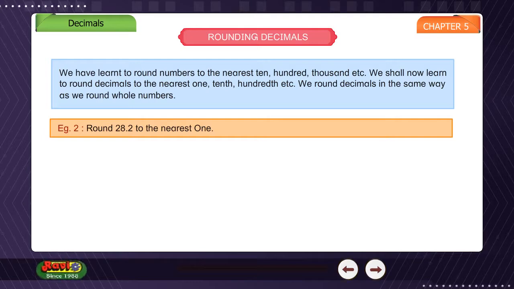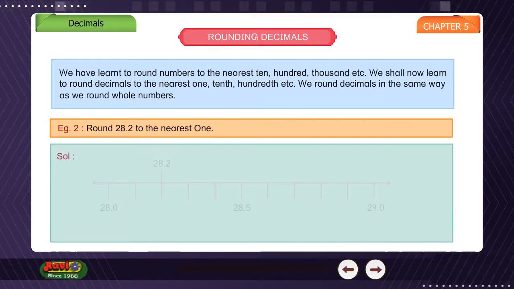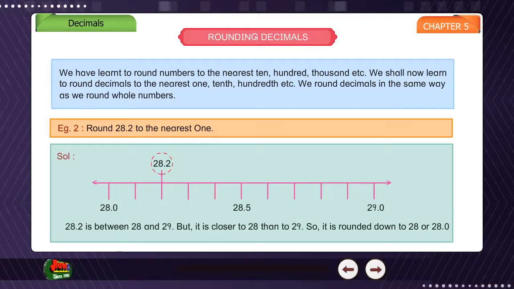Example 2. Round 28.2 to the nearest 1. Solution. 28.2 is between 28 and 29, but it is closer to 28 than to 29. So, it is rounded down to 28 or 28.0.